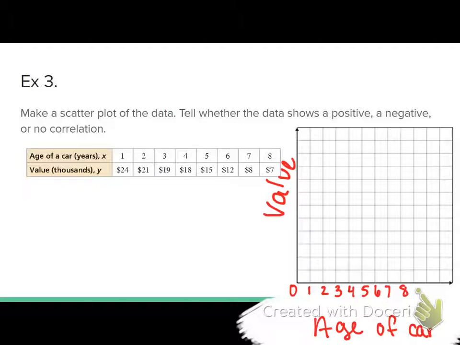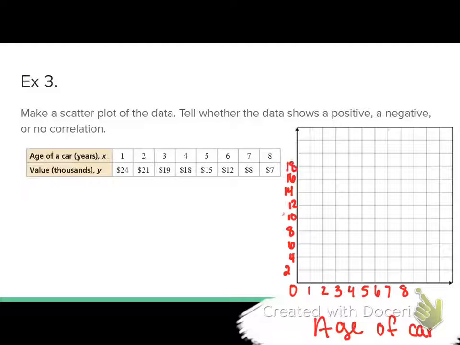Okay, for our y-axis, we need to include 7 up to at least 24. So I would say we'd probably be safe if we counted by, let's say, 3s, maybe 2s. 1, 2, 3, 4, and 5. Let's count by 2s to spread it out just a little bit. 2, 4, 6, 8, 10, 12. So that's going to take us all the way up to the very top of our graph.